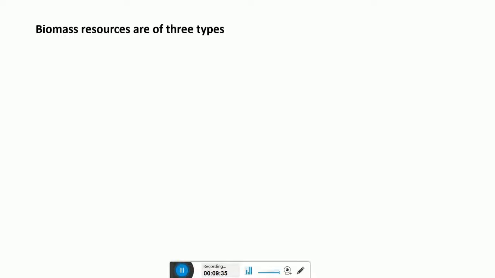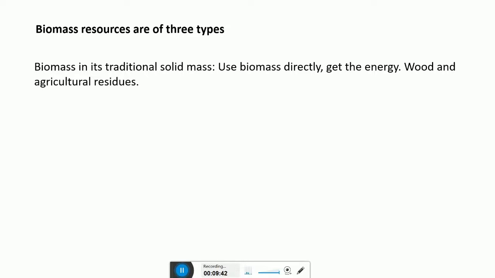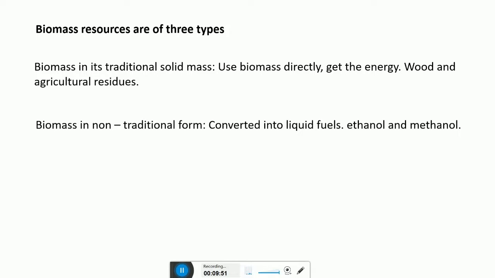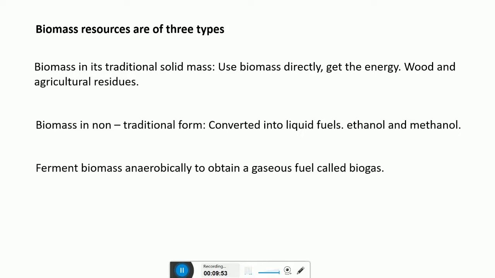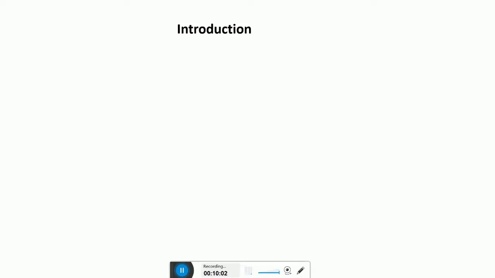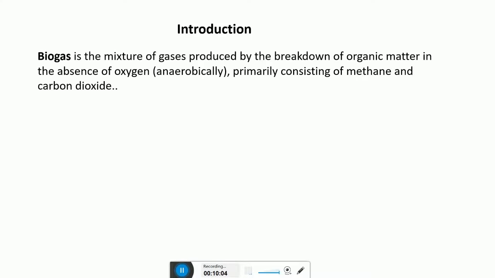Then biomass resources are of three types. First is biomass in its traditional solid form. Second is biomass in non-traditional form, where we ferment biomass anaerobically to obtain a gaseous fuel, which is called biogas. Biogas generation.